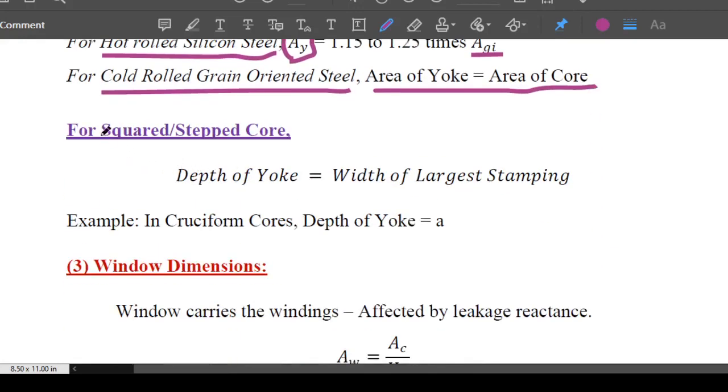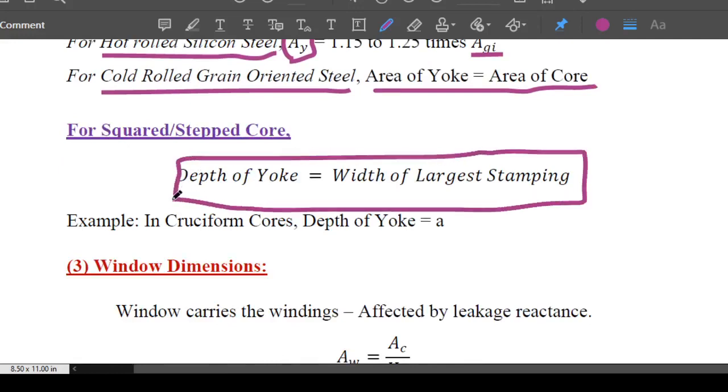If you are using a square or stepped core, the depth of the yoke will be equal to the width of the largest stamping. So what do we mean by stamping? I told you that it is nothing but the laminations which we use for manufacturing the transformer. Why do we use the word largest stamping? In a stepped core, if you are having a single core like this, this width will be your stamping width.